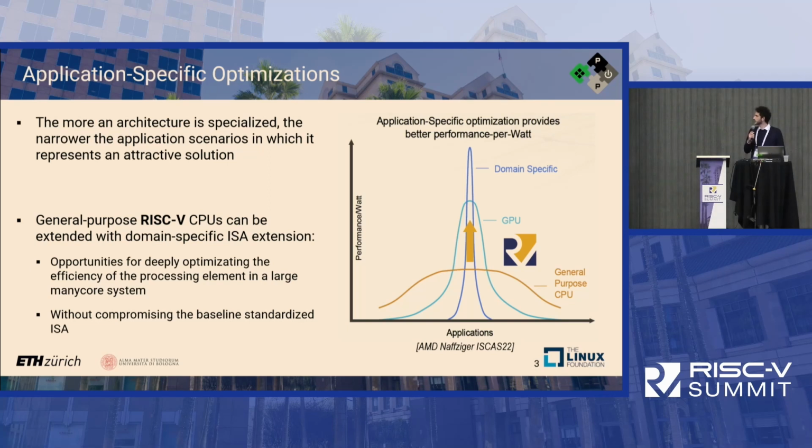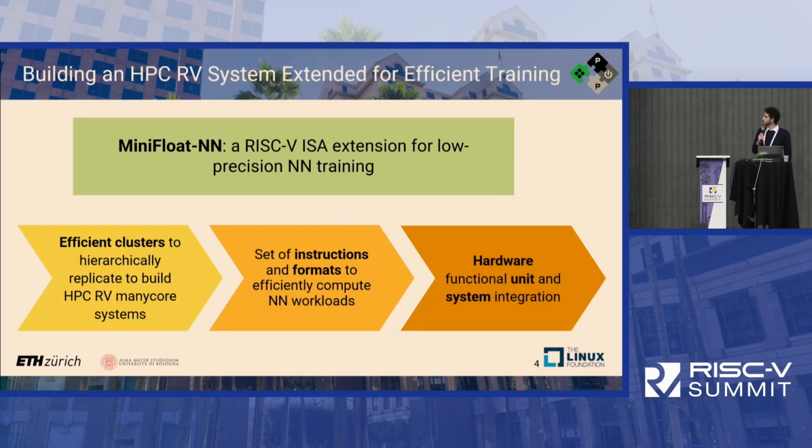With RISC-V, we can enhance a general purpose CPU with domain-specific ISA extensions. And in this way, we will be able to deeply optimize the processing elements of our systems without compromising the baseline standardized ISA. So we will not narrow down the application scenario that we target, but we can be much more efficient in some specific scenarios. And this is what we tried to do with our MiniFloat-NN. This is an ISA extension for low precision NN training.